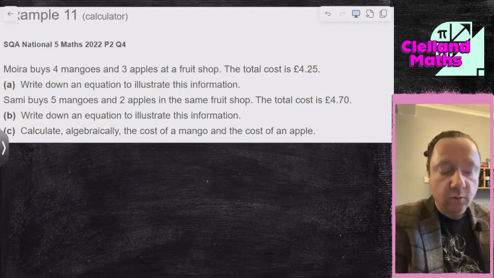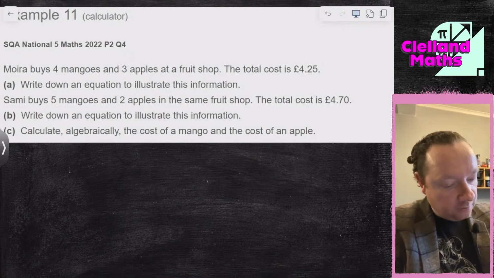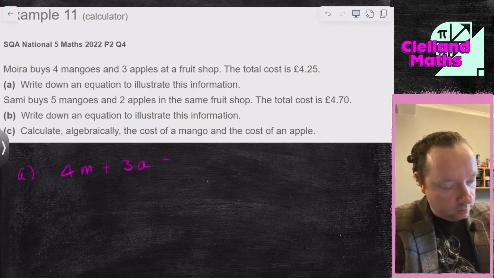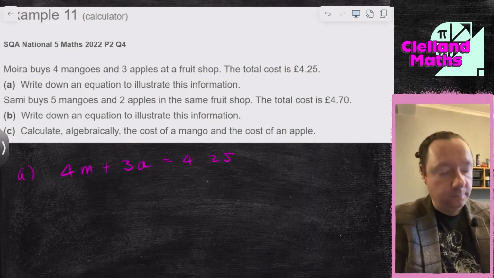SQA National 5 Maths 2022 Paper 2 Question 4. And it says, Moira buys 4 mangoes and 3 apples at the fruit shop. The total cost is $4.25. Write down an equation. All right, let's just do that. 4 mango, 3 apple, 4.25. And this is paper 2, remember, so I can use a calculator.